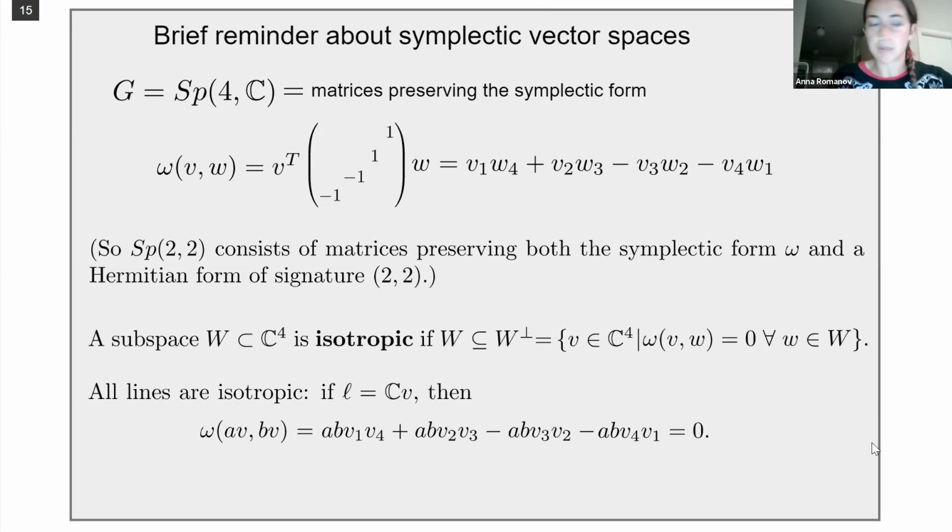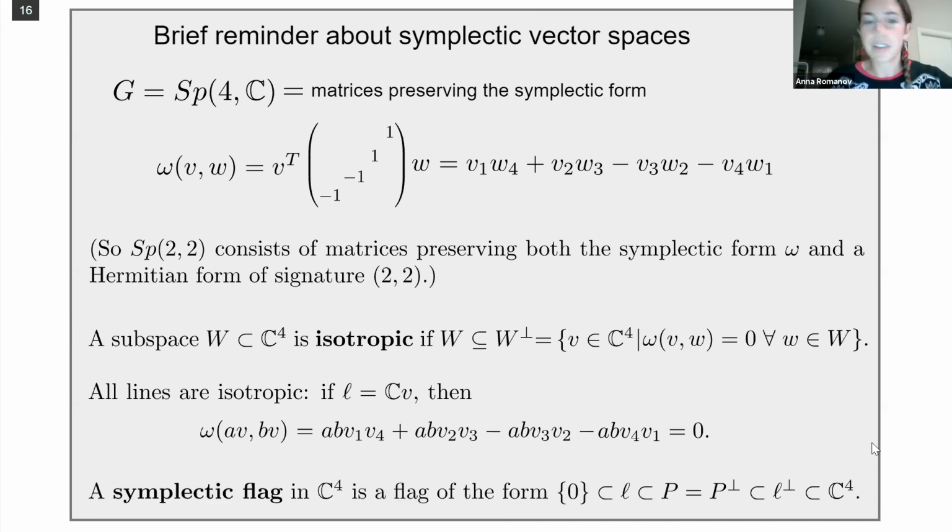And just a remark, since we're going to be talking about isotropic flags later on, all lines have this property of being isotropic, because what does it mean to be a line in this vector space? They're just all multiples of some vector. And then if we just plug in two different multiples of the same vector into our form, we can see that everything cancels out and we're left with 0. So this tells us that any line that we choose in the vector space is going to be an isotropic subspace.